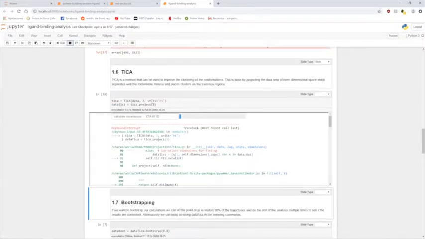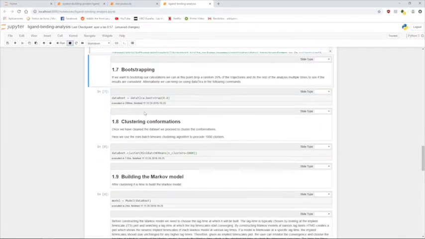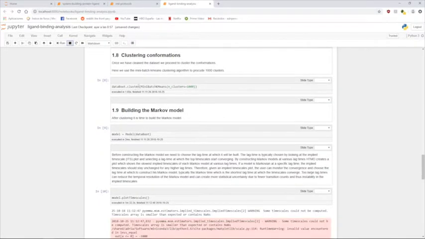Okay, but after this is completed, you can also bootstrap your data. So you can make different Markov models to assess that your results are certain. Okay, and after that, you just proceed to cluster your data. So you cluster your conformations to put conformations together into metastable states, which will be our clusters.